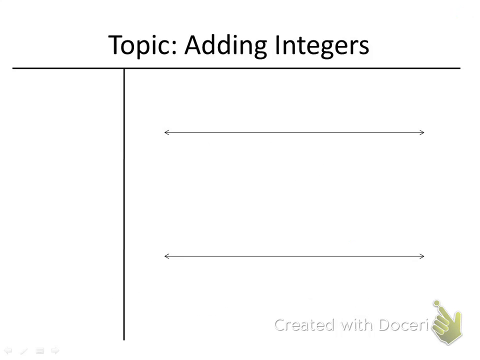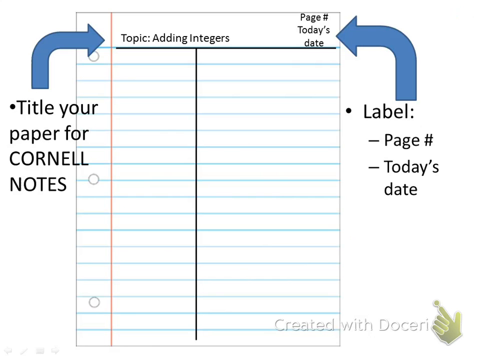In the top hand corner of your paper, what I'd like you to do is write the topic. This is adding integers, and today's date is August 26th. Write that in the top right hand corner with the page number. Adding integers.